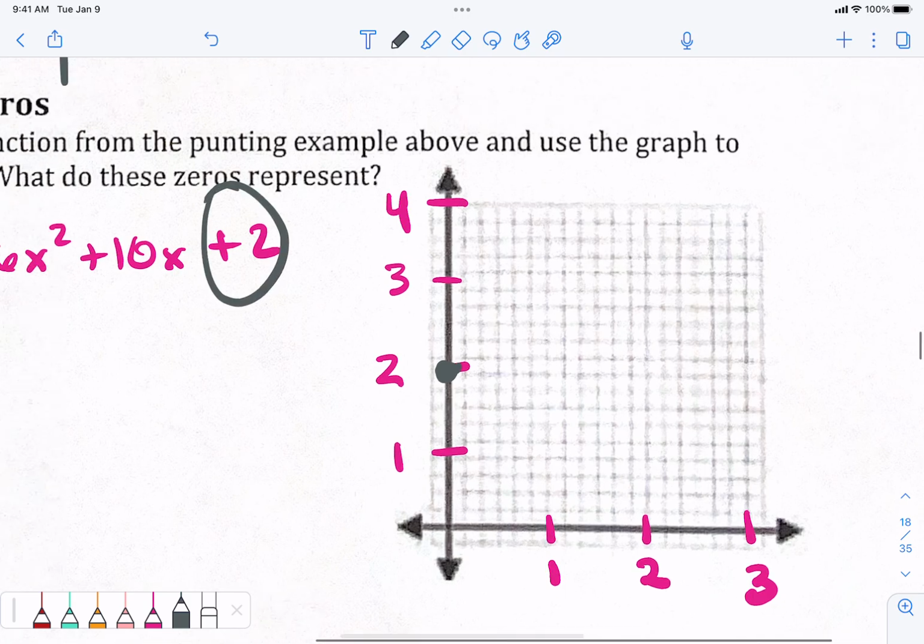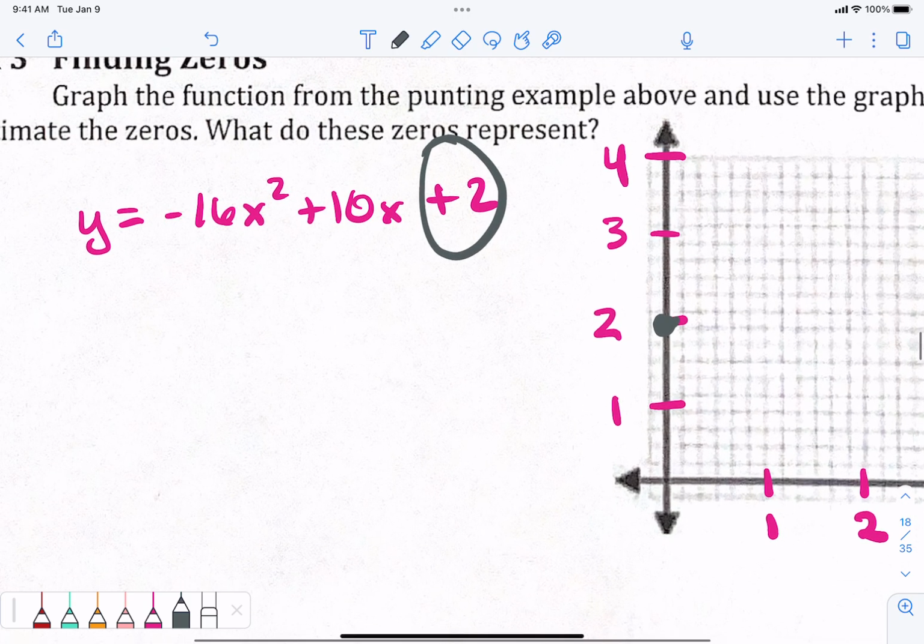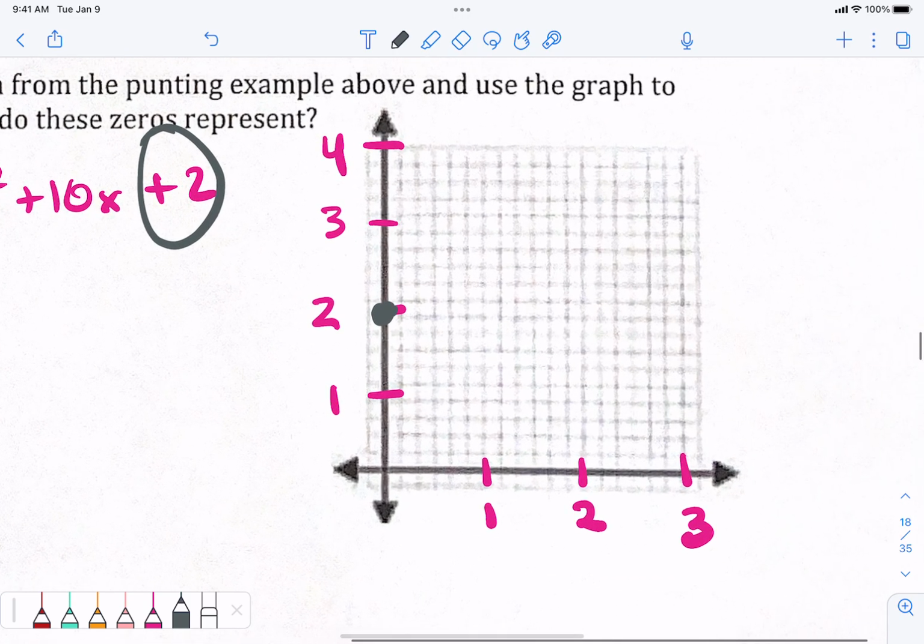Now, the y-intercept was at 2, right? We know that from the function. The y-intercept is 2, that number. Why is it intersecting at 2? We're talking about punting the ball. Why doesn't it start at 0 down here? Because the ball is not doing something before. Ah, well, kind of. You're on the right track.